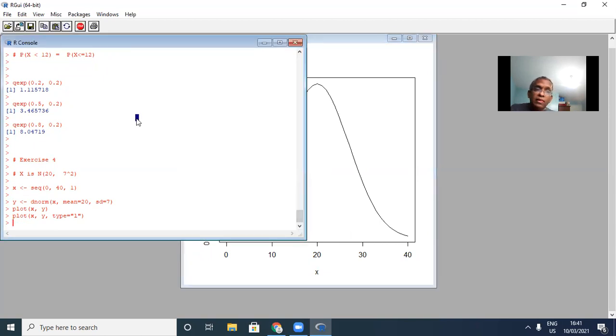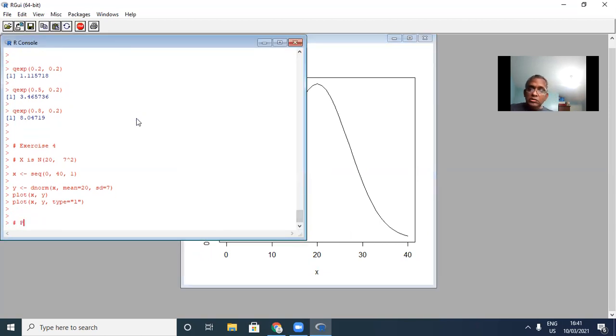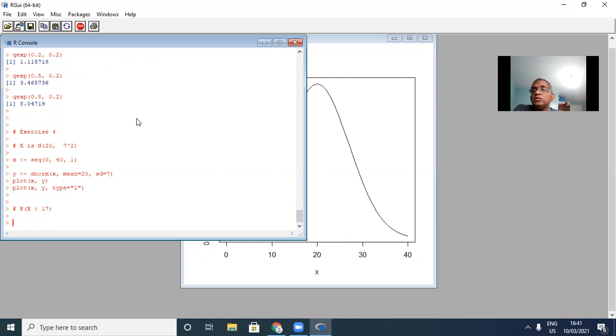All right, the next thing is we want to find the probability that X is less than 17. Again, remember, X is a continuous variable because the normal is a continuous distribution. So the probability that X is less than 17 is the same as the probability that X is less than or equal to 17. To compute this, you just use pnorm at 17 with mean equal to 20 and standard deviation 7.